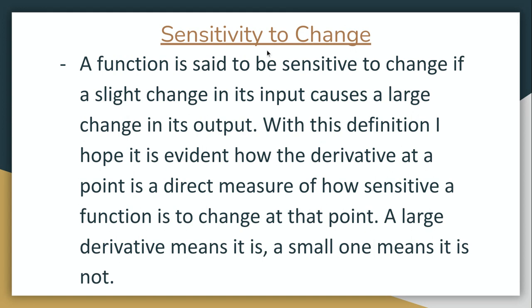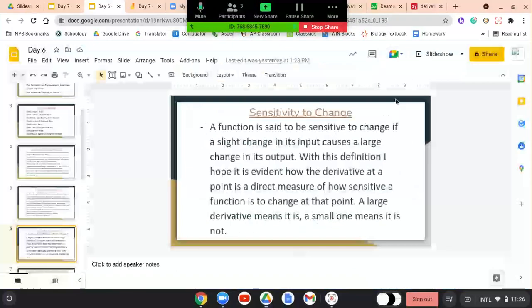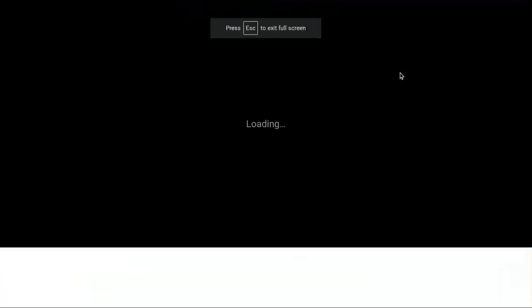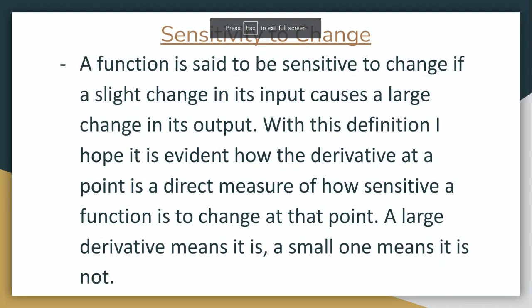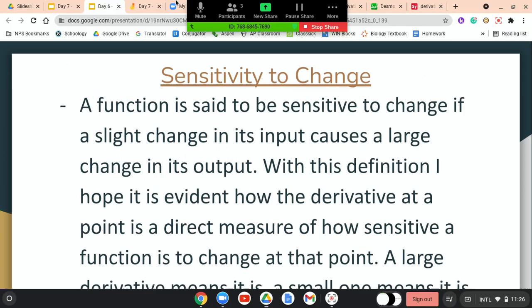All right, sensitivity to change. I don't know why the textbook includes this because it's pretty self-explanatory, and you'll see in a second. A function is said to be sensitive to change if a slight change in its input causes a large change in its output. With this definition, I hope it's evident, and we'll do a diagram in a second to show, that the derivative at a point is a direct measure of how sensitive a function is to change.